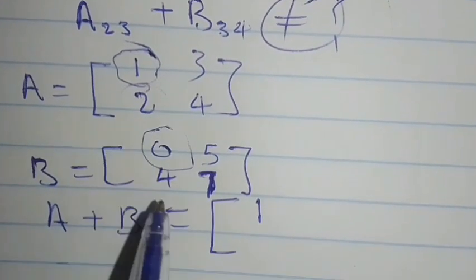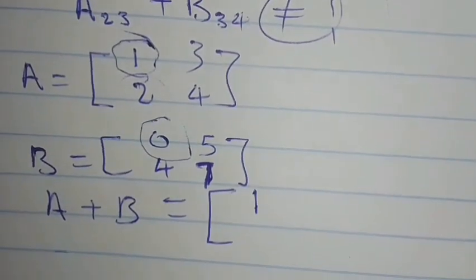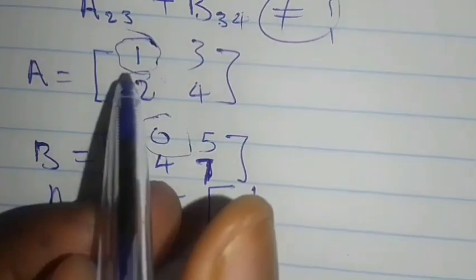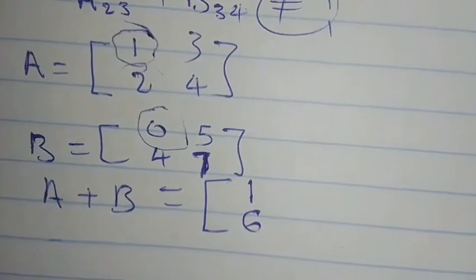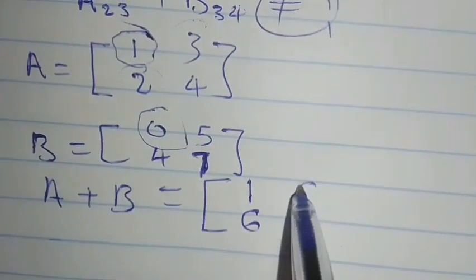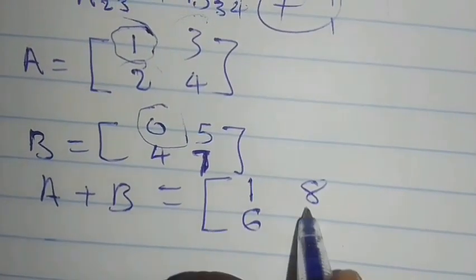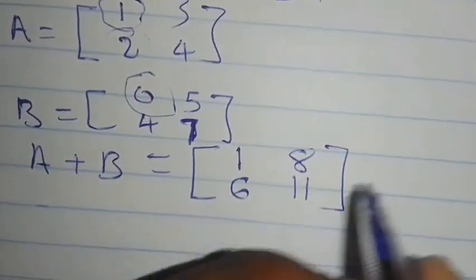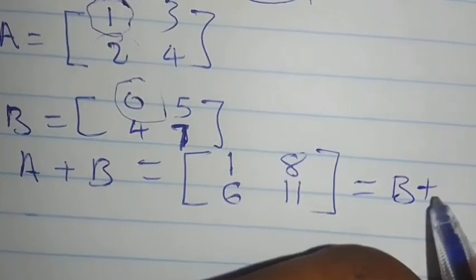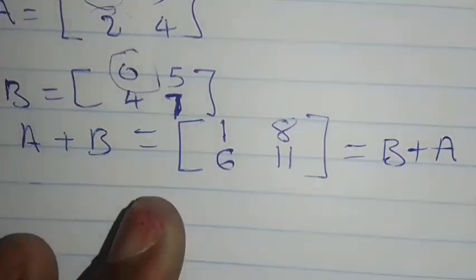Row 2, column 1, add that with row 2, column 1. So that's 4 plus 2, which is just going to give us 6. Then row 1, column 2, add that with row 1, column 2. That's just going to give us 8. And then row 2, column 2, add that with row 2, column 2. That's just going to give us 11. So that's A plus B. And A plus B is the same as B plus A, since it's just addition, the order doesn't really affect anything.